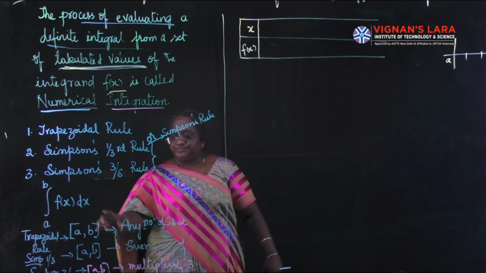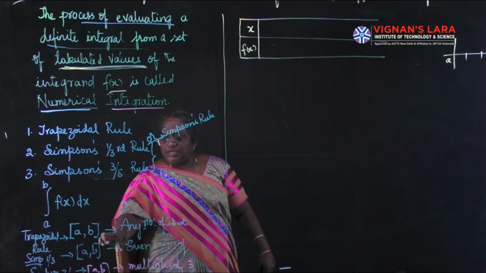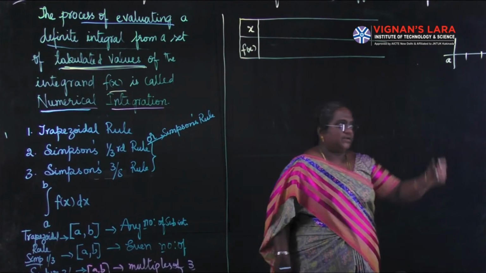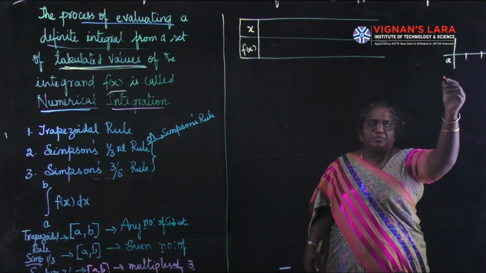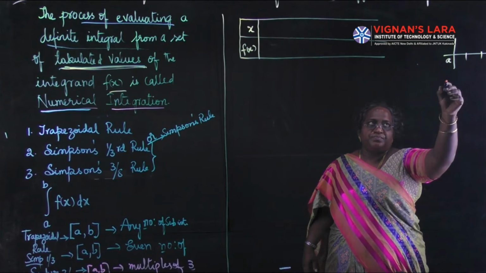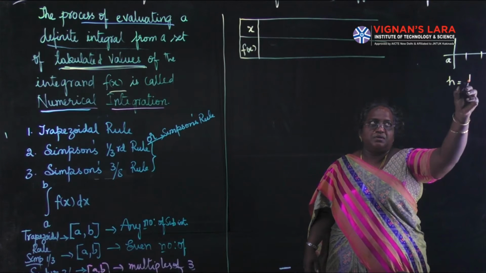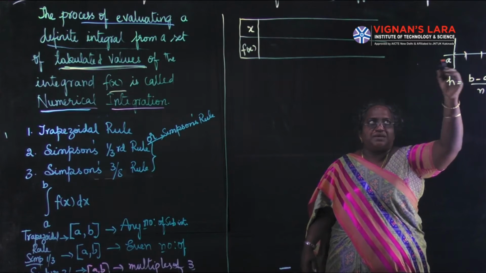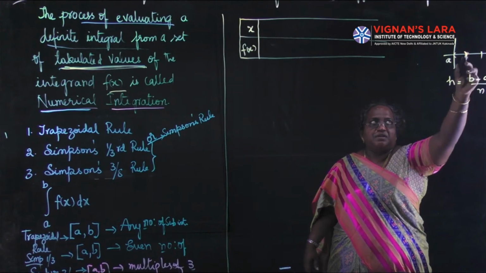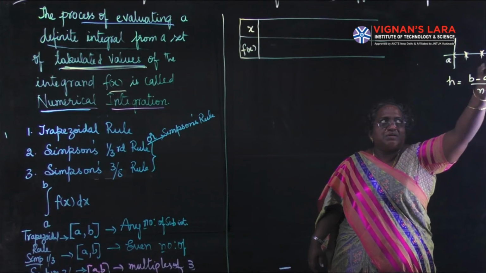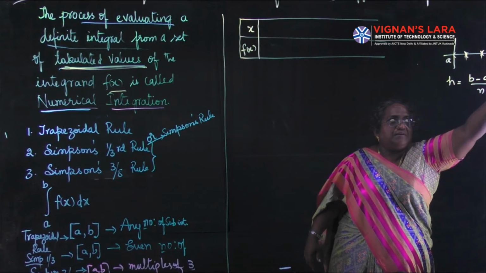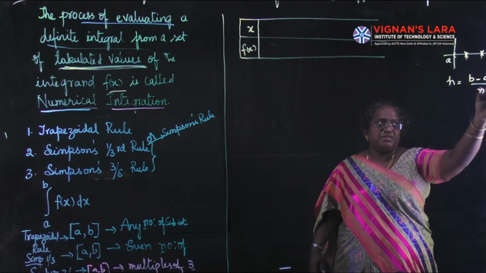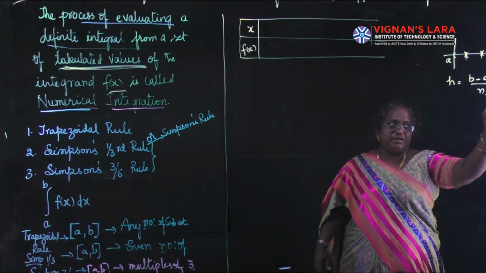As I told you, for the trapezoidal rule you can have any number of subintervals. The formula we use is h equal to b minus a by n. This is the spacing of the subinterval. With what distance we are taking each subinterval is h. The values of a and b they will give you in the problem, and n is the number of subintervals.